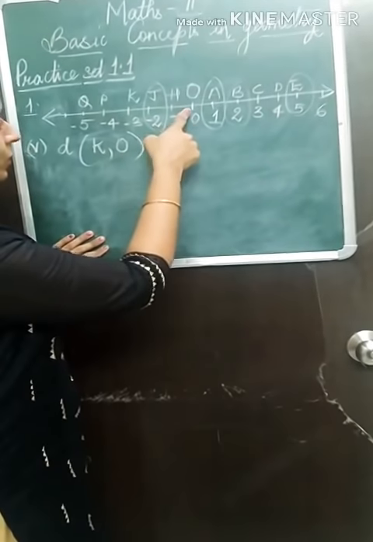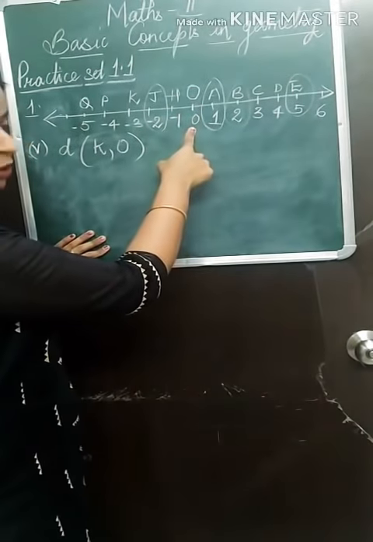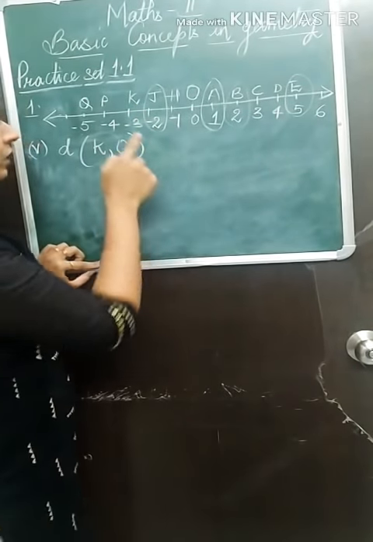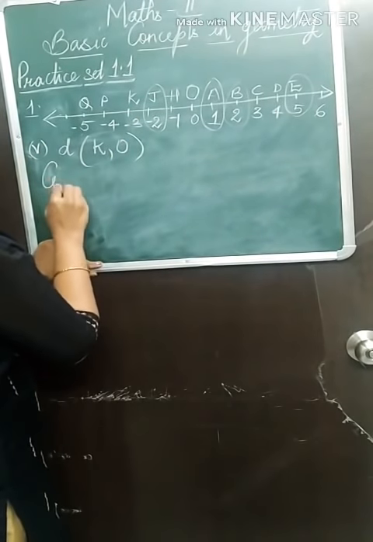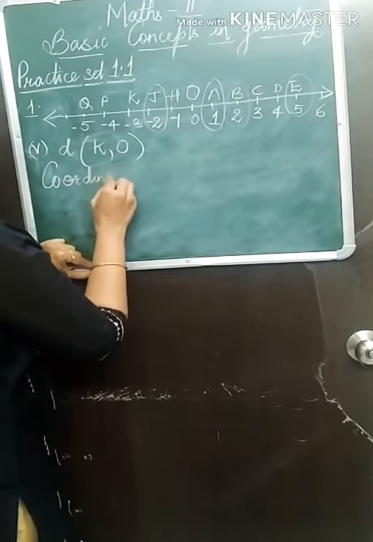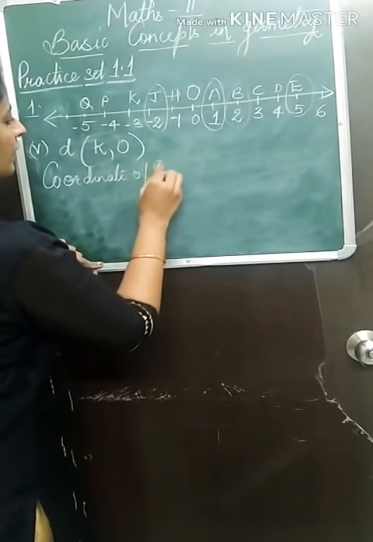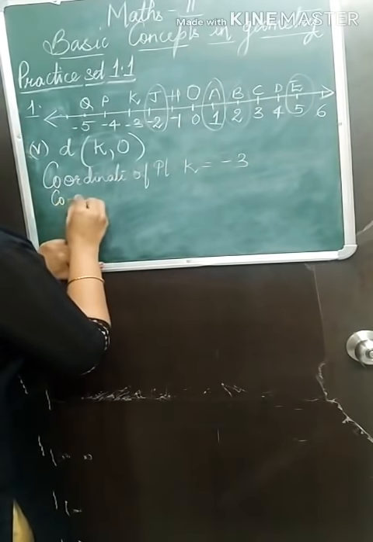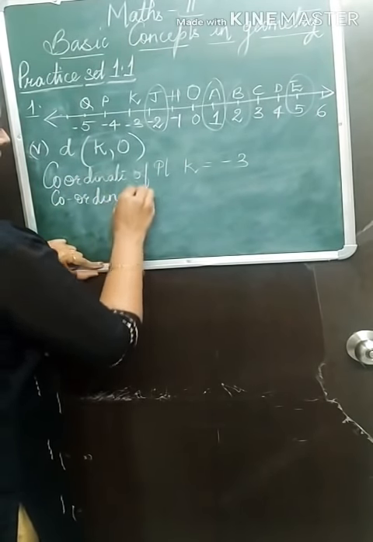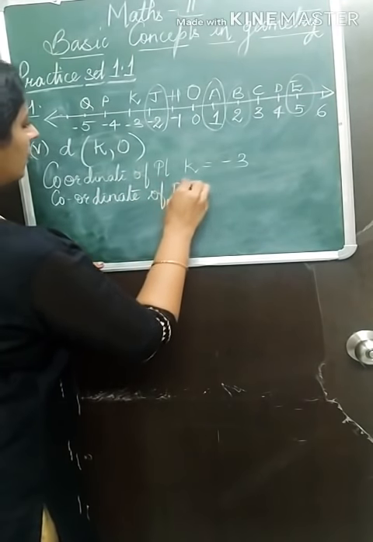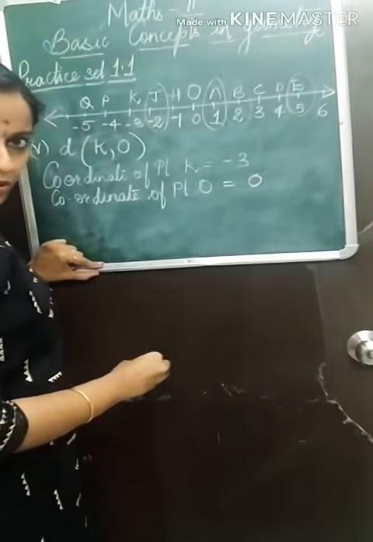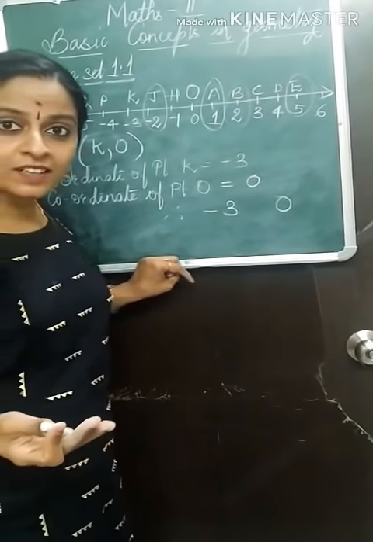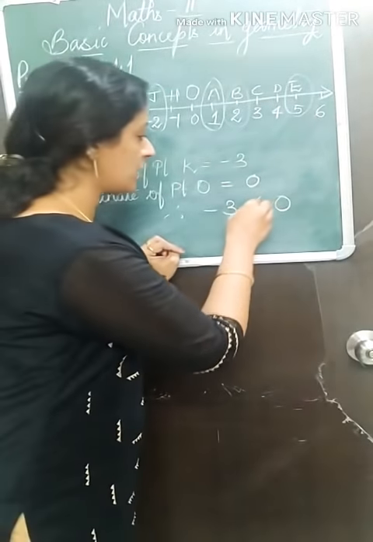O means the origin, no? The coordinate of O is 0. The coordinate of K is -3. Look at the number line. The coordinate of K is -3. So start the same way. Coordinate of point K equal to -3. Coordinate of point O is equal to 0. Therefore, -3 and 0, which is the greater number? Negative number and 0. 0 is greater.